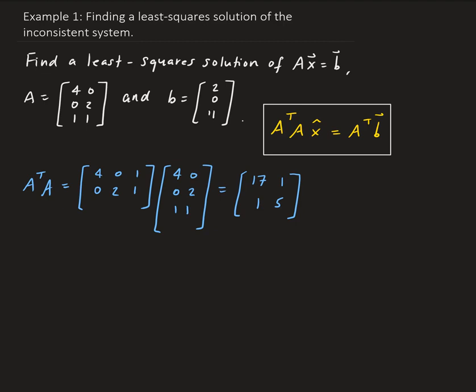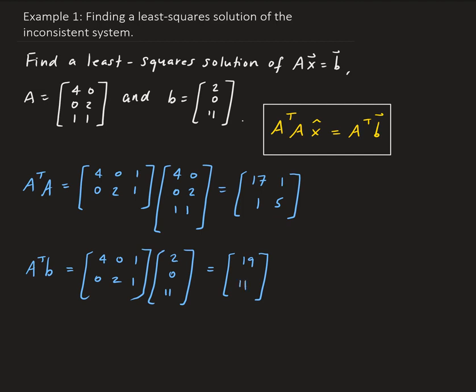Now we have to compute A transpose b. So 4, 0, 1, 0, 2, 1, times b, 2, 0, 1, 1. This is going to give us a 2 by 1. So we have 4 times 2 is 8, plus 11, which gives us 19. And then we have 0 plus 0, and then plus 11.